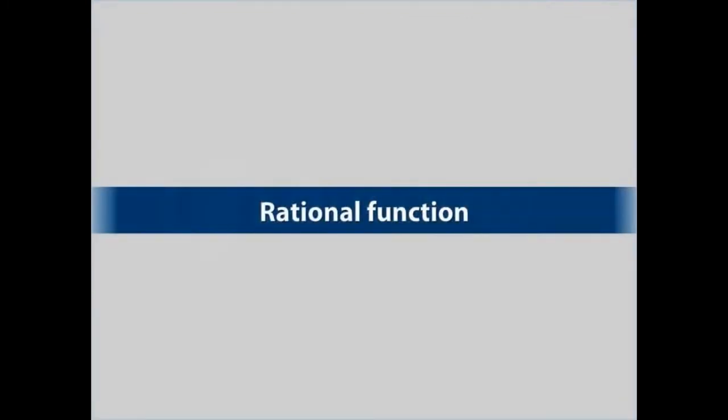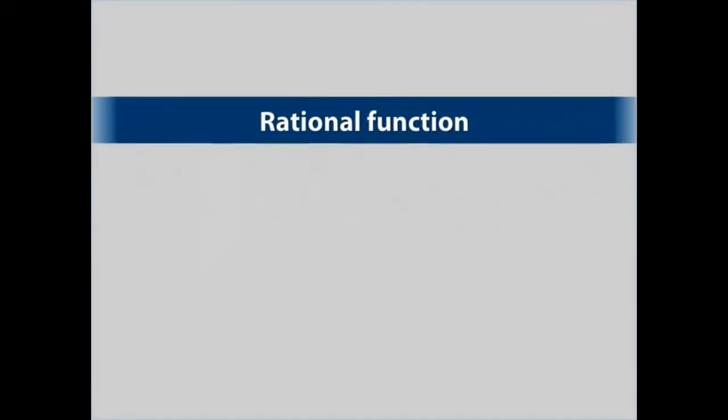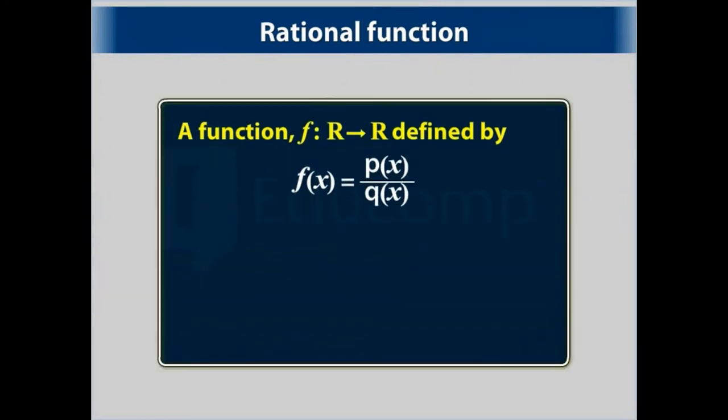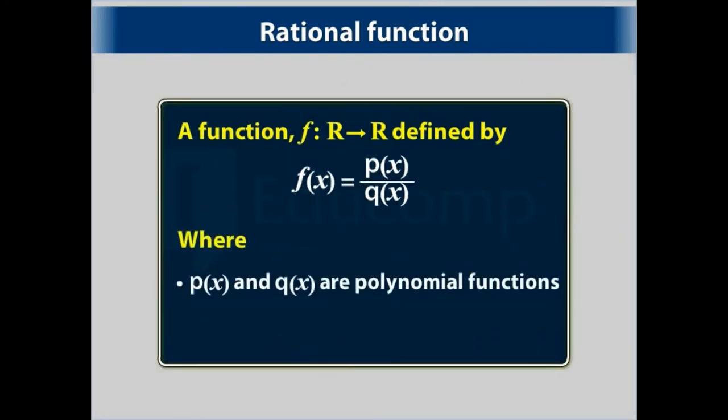Now let's learn about a rational function. A rational function is a function from a set of real numbers to a set of real numbers defined by f of x equals p of x upon q of x, where p of x and q of x are polynomial functions and q of x is not a zero polynomial.